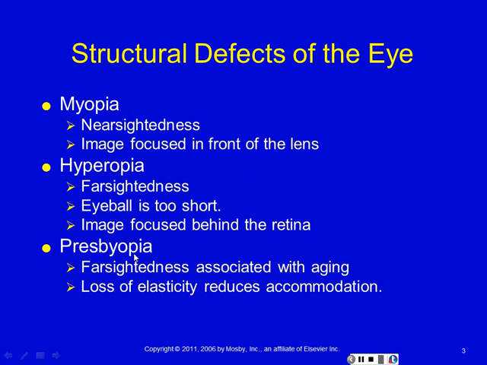And then presbyopia is something that happens to almost everyone with age. And this is the loss of elasticity in the lens. It makes it harder and harder to accommodate. Now, this doesn't mean being nice or being hospitable.